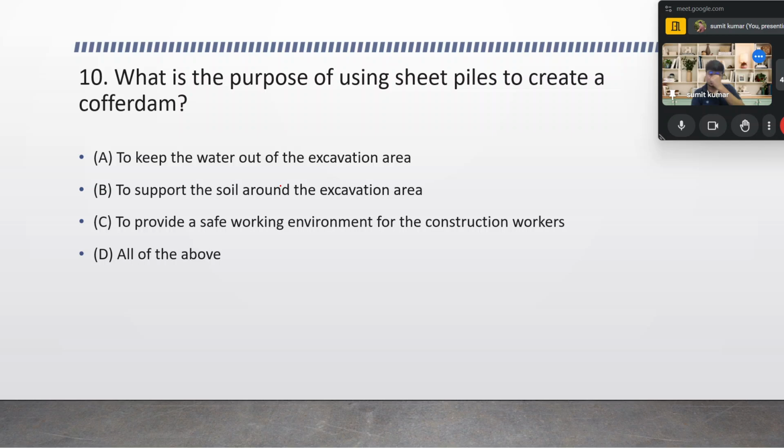When we move ahead, the next question is, what is the purpose of using sheet piles to create a coffer dam? To keep the water out of the excavation area, to support the soils around the excavation area. In a way, it also provides a safe working environment for the construction workers. As you are aware, one of the slides mentioned that during construction the sheet pile also creates a protected environment for the workers. So option B is going to be the correct answer.